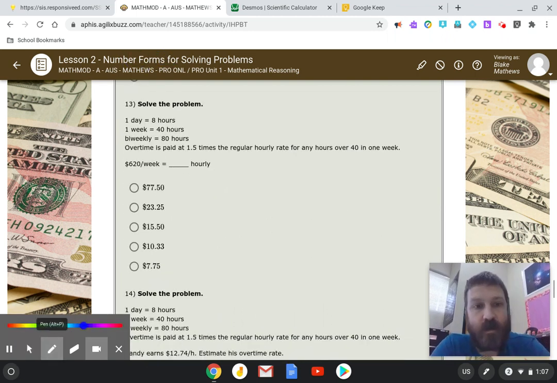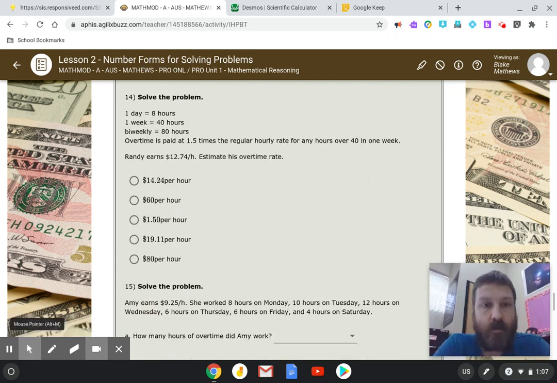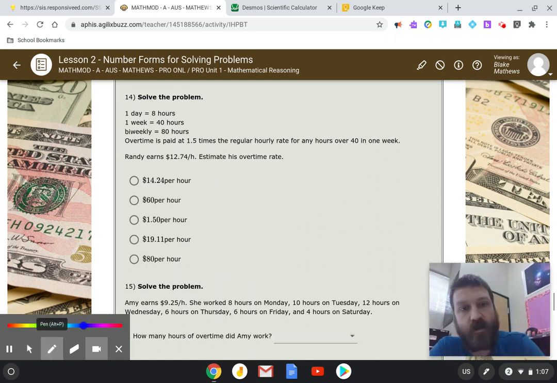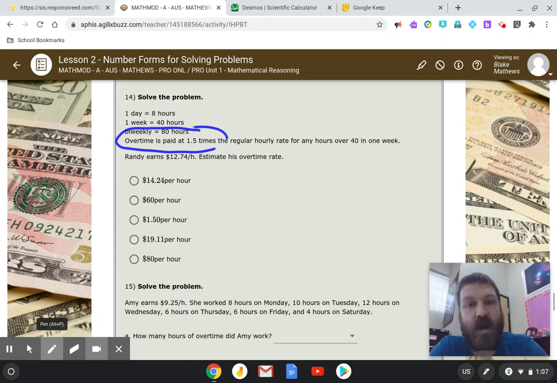Again, same idea. 620 a week. You make 40 hours a week. So divide that by 40 to find out the hourly. Number 14, Randy earns $12.74 per hour. Estimate his overtime rate. Overtime, it tells you right here, 1.5 times. So you multiply this number times 1.5 to find out the hourly rate for overtime. Remember, with overtime you get paid more than your normal rate.